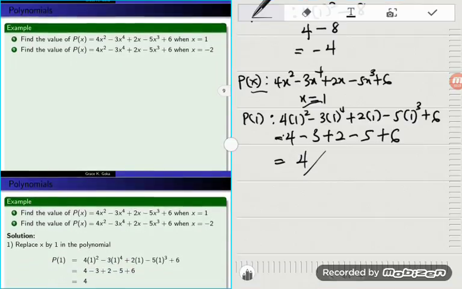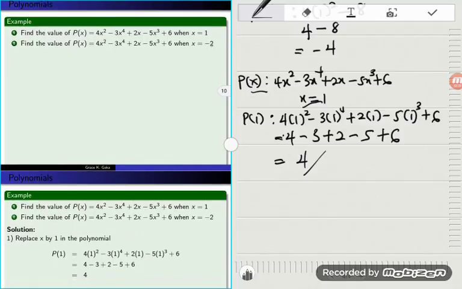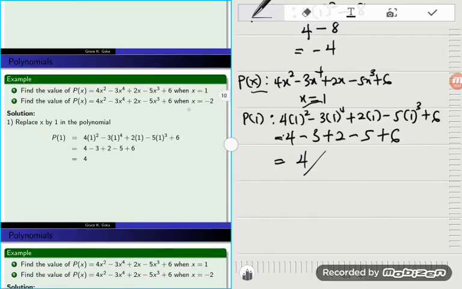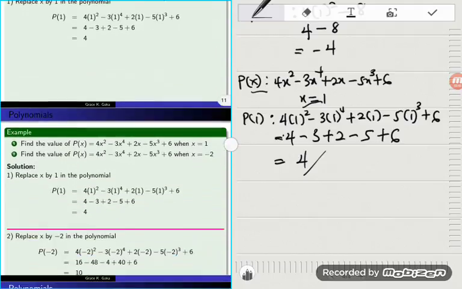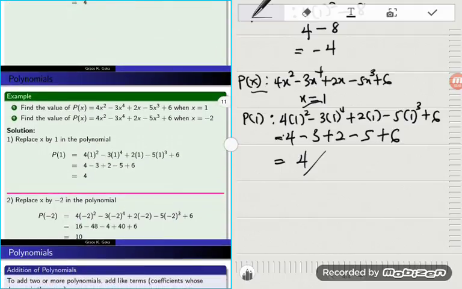Now, I need you to look at problem 2 and find the value of that polynomial when x is equal to negative 2. Now, without going through the slide first, I need you to pause the video and find the value of that polynomial.